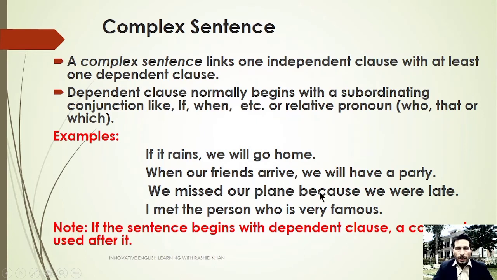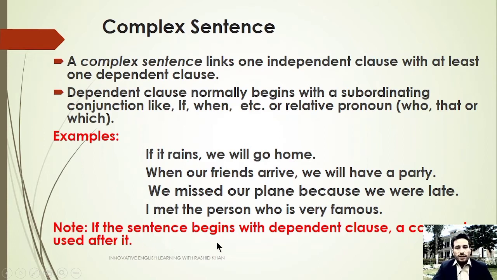We missed our plane because we were late. So again, we missed our plane, that is an independent clause. Because we were late, that is a dependent clause. So that is a complex sentence. I met the person who is very famous. Who is very famous is a relative clause, and it is dependent as well. So overall, that is a complex sentence.